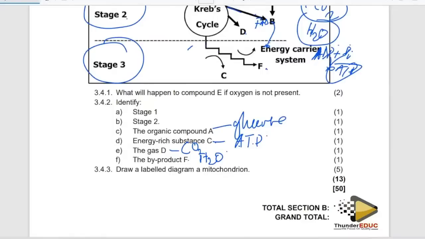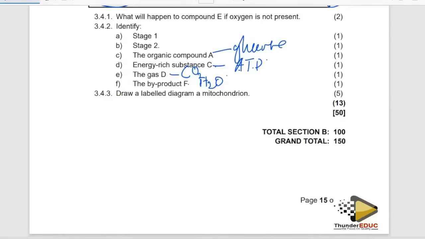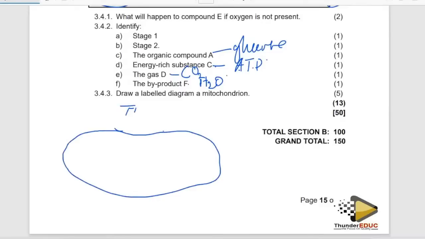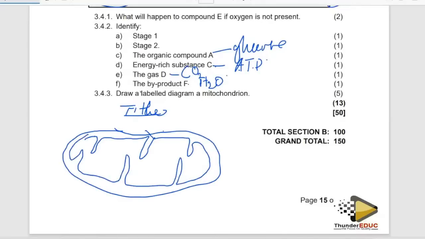Then they're saying: draw a diagram of a mitochondrion. Don't forget that a mitochondrion is an organelle, and we say that it's like a sausage shape. You put a title or a caption, and then don't forget that the inner layer is enfolded. Yes, it has DNA, and it has some bit of ribosome.